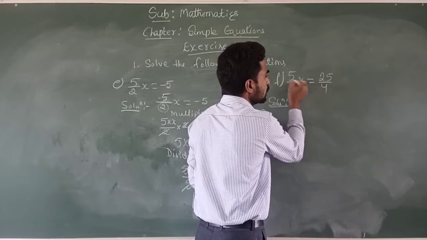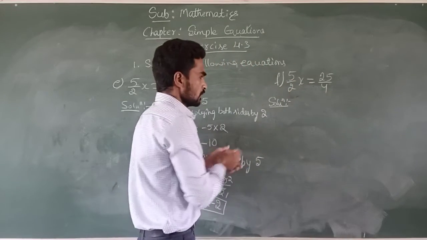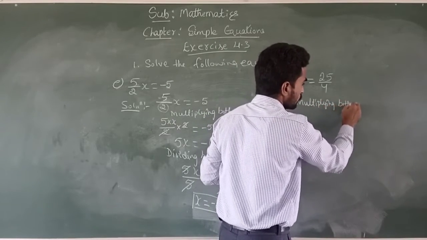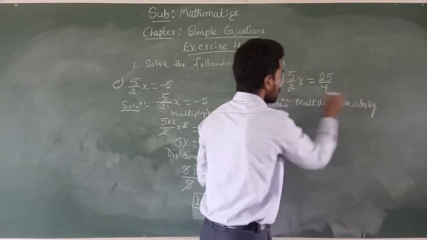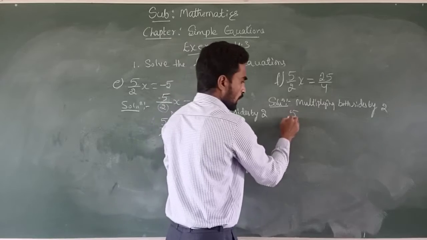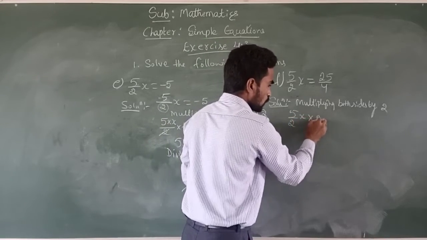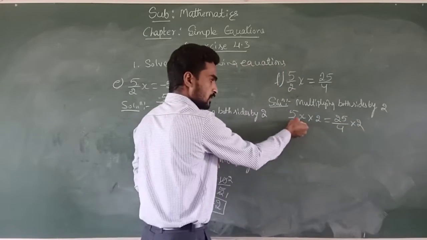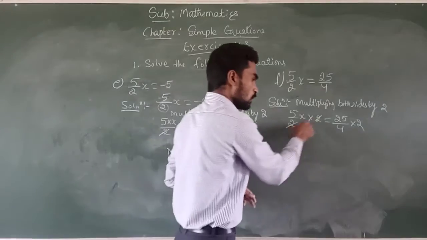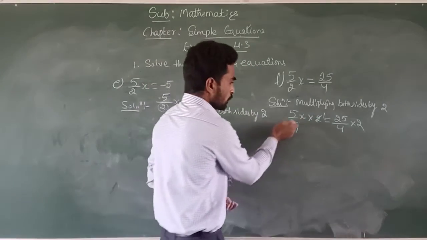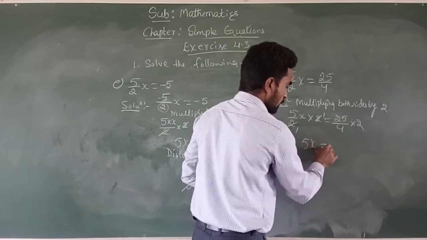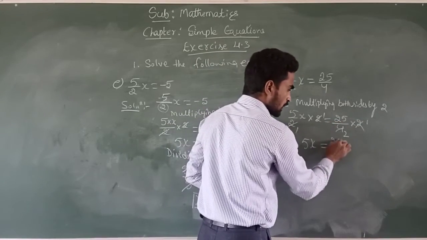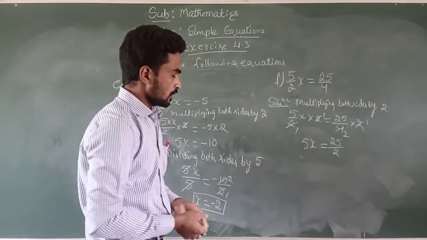Here 2 divides the whole term 5 and x. Therefore we can multiply both sides by 2. We get 5 by 2 x into 2 is equal to 25 divided by 4 into 2. Then these two will be cancelled out. Then 5x into 1 we get 5x, which is equal to, here 2 fours are 2 twos, remaining term is 25 divided by 2.